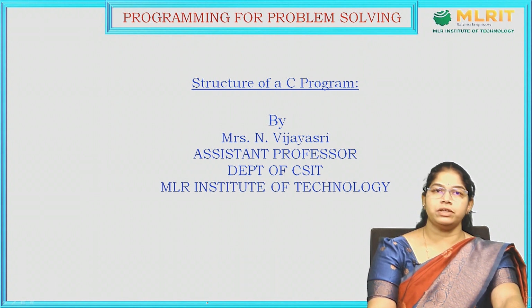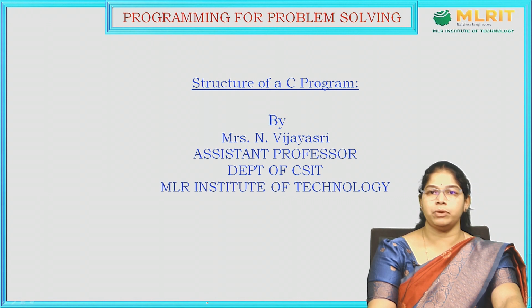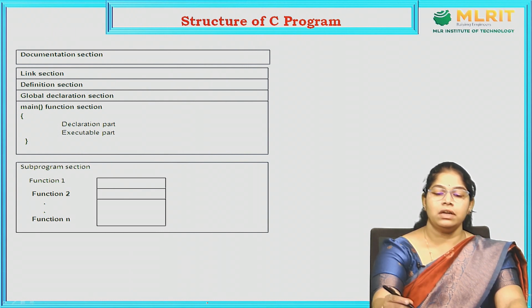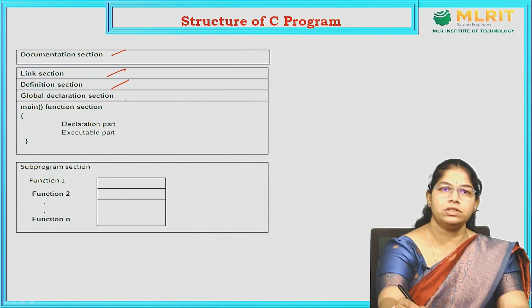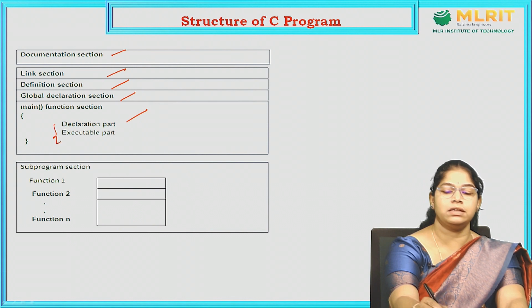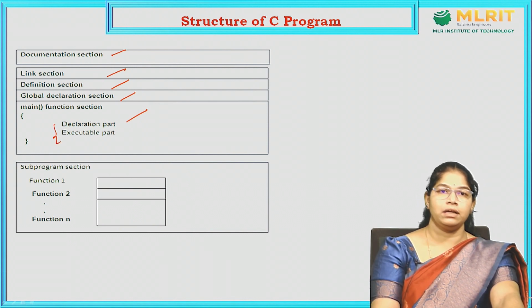In this session, we are discussing the structure of a C program. It contains six sections: documentation section, link section, definition section, global declaration section, and main function section. The main function section is again divided into two parts: declaration part and executable part. Then the subprogram section.